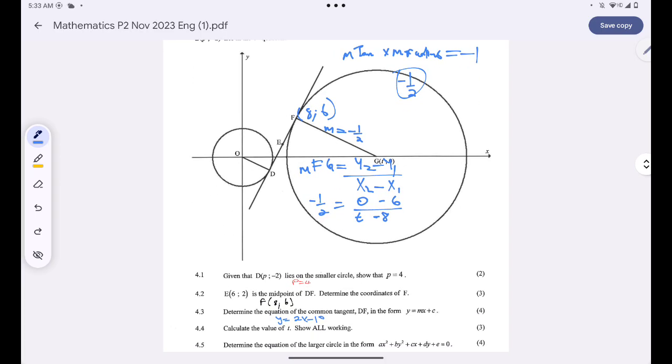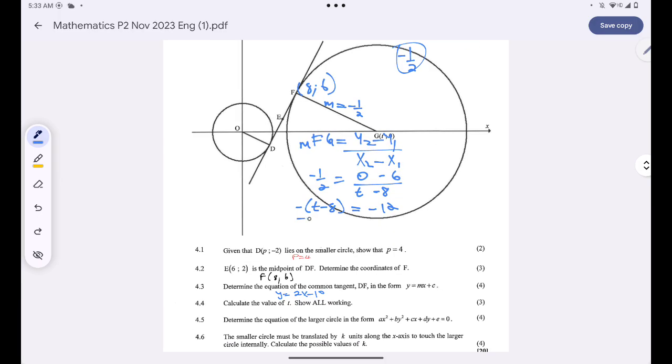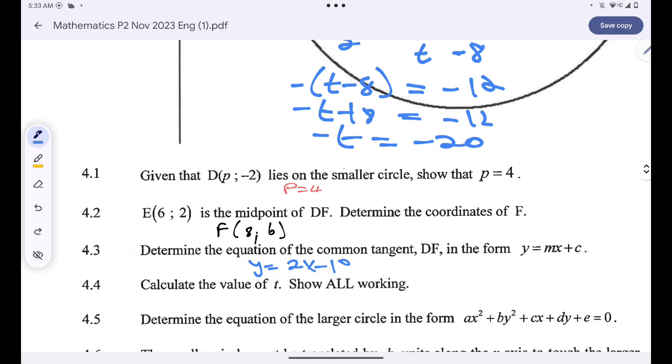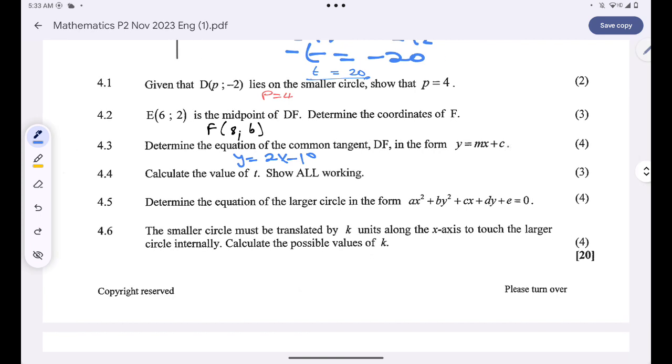All I can do is to just cross multiply. I'll have negative t minus 8 is equal to 2 times the negative 6. That's negative 12, right? So negative t plus 8 is equal to negative 12. So negative t will give us negative 20. Whenever I divide both sides by negative 1, my t will be positive 20. So t is just a positive 20, guys.